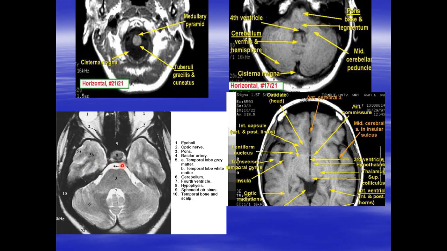Here will be the prepontine or pontine cistern, okay? And then you can see here will be the ambient cistern, okay? These lateral parts, and the quadrigeminal cistern here.